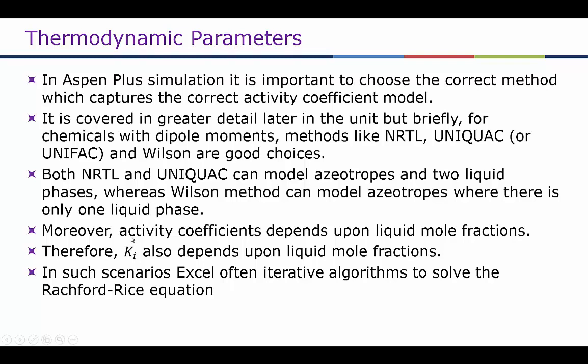Moreover, activity coefficient also depends upon the liquid mole fraction. So therefore, the Ki, or the partitioning coefficient, also depends upon the liquid mole fraction. In such a scenario, the problem that we did earlier in Excel becomes an iterative problem. So we'll have to solve the Rachford-Rice equation several times to get the composition of the liquid and the vapor phase. So it becomes really complex if activity coefficients have to be incorporated into our Excel modeling.